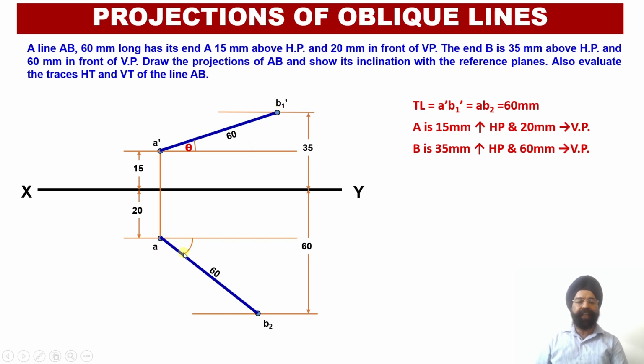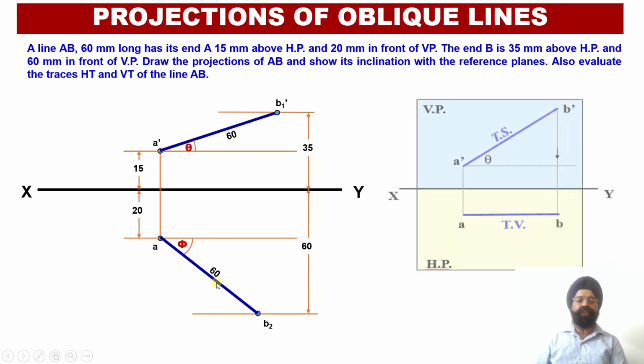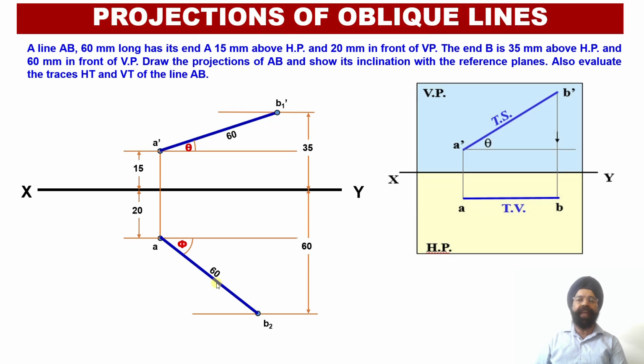Similarly, having obtained this true length in the top view, now I will be able to find out this angle phi. So angle phi is the angle of inclination of the true length of the line with respect to the vertical plane. Now the next thing I need to do is to evaluate the projections of the line. So I know that the true length is available to me in the front view, and the true length is available to me in the top view. Now I want to obtain the projections, that is A dash B dash and AB, of the line in the front view as well as in the top view.